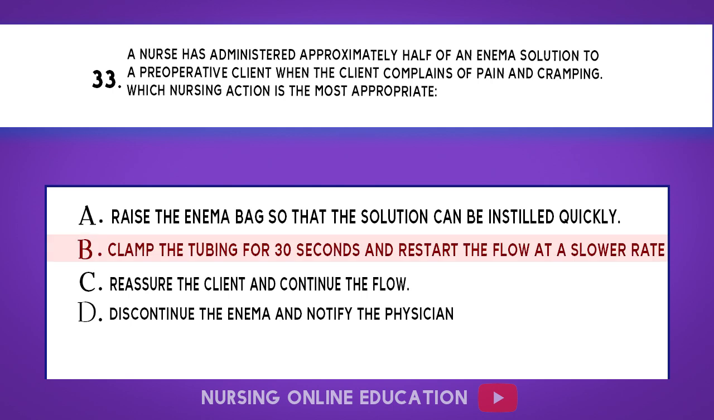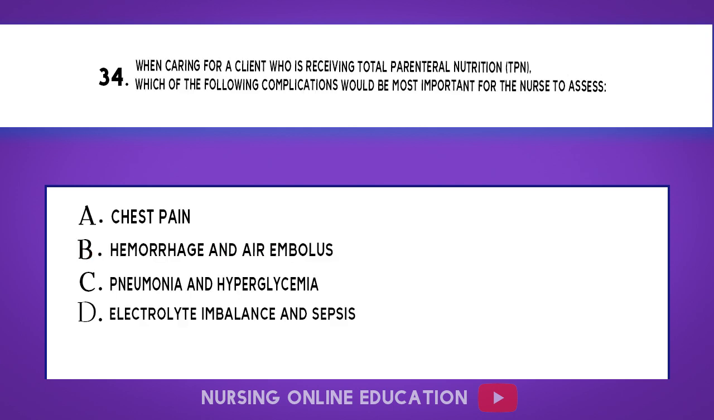The answer is option B. Clamp the tubing for 30 seconds and restart the flow at a slower rate. 34. When caring for a client who is receiving total parenteral nutrition, TPN, which of the following complications would be most important for the nurse to assess? A. Chest pain, B. Hemorrhage and air embolus, C. Pneumonia and hyperglycemia, D. Electrolyte imbalance and sepsis.